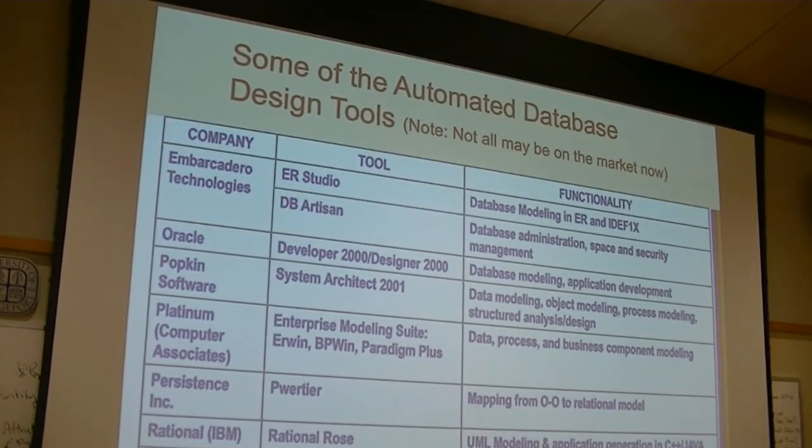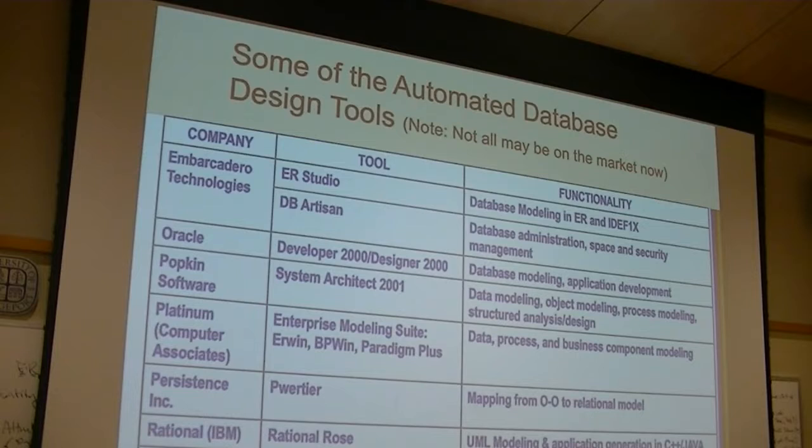So it's kind of a software engineering tool, not only for the database model, but for the entire project. Like Rational Rose from IBM, which is much, much more expensive. There's such a software management tool.